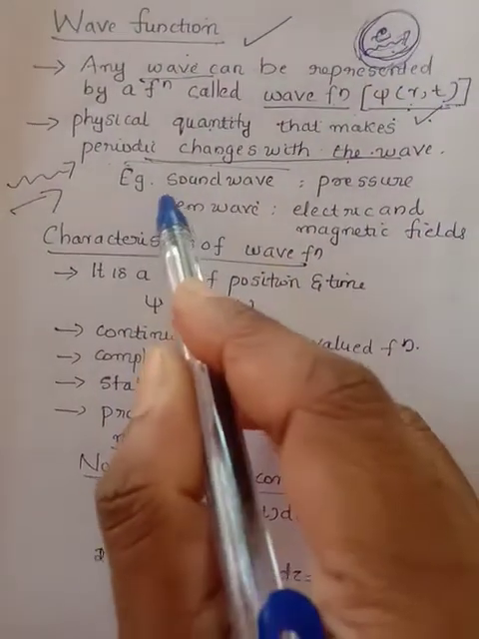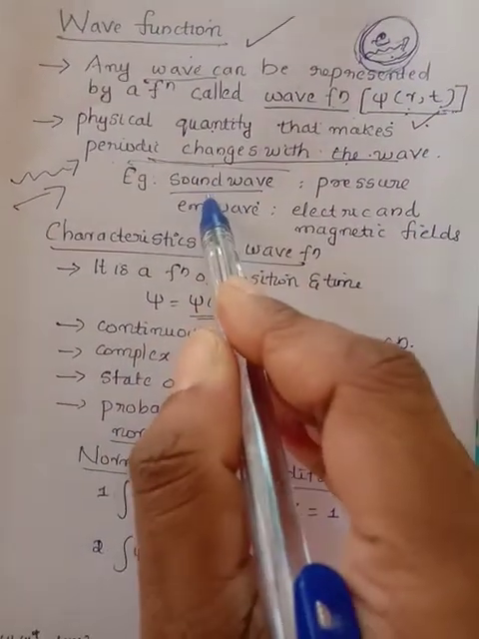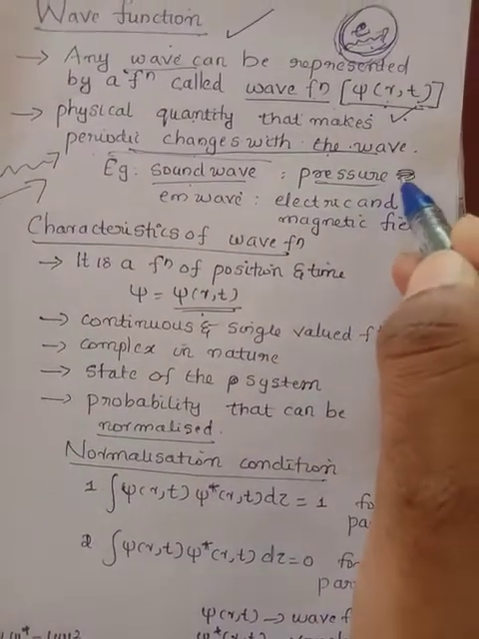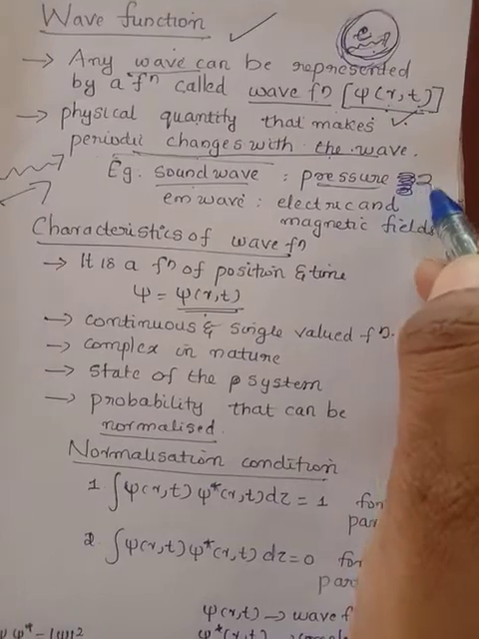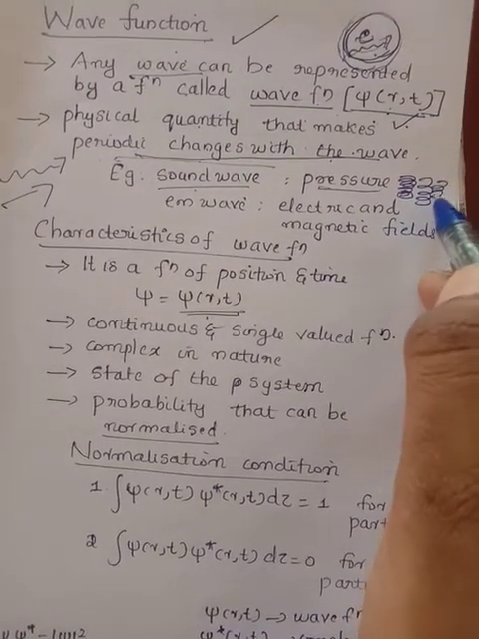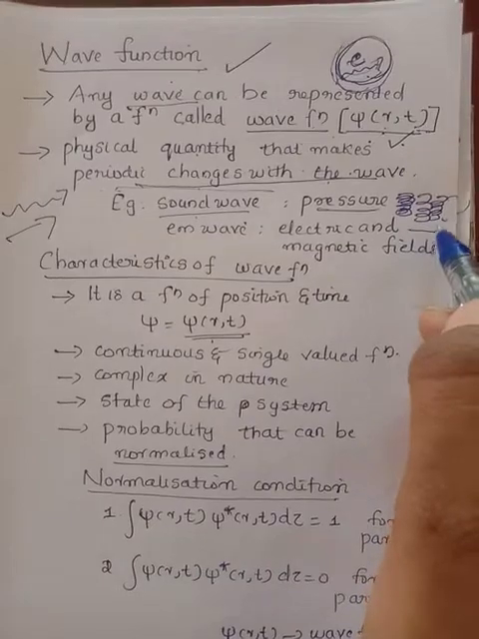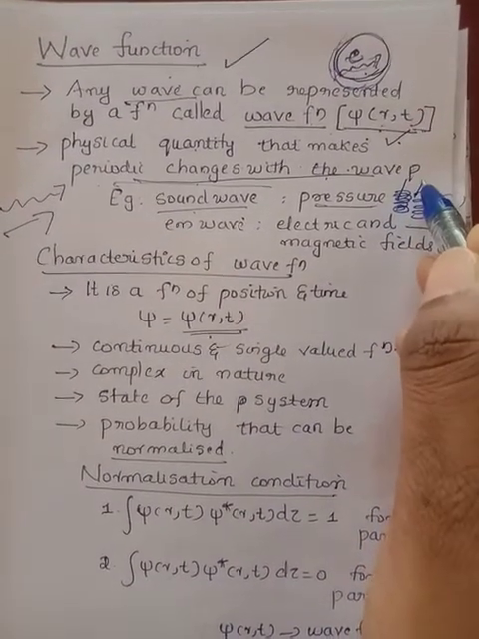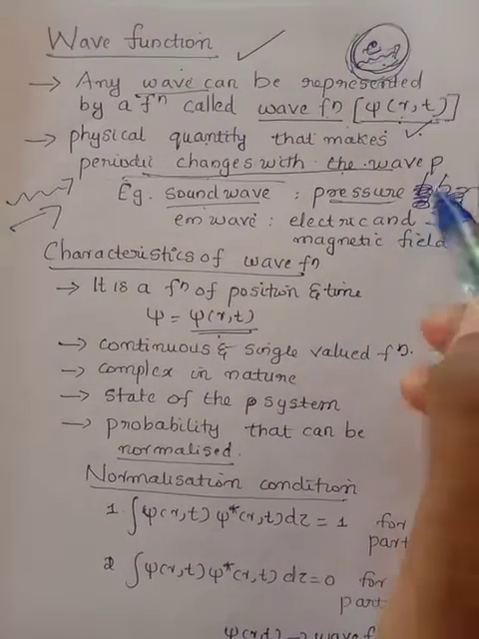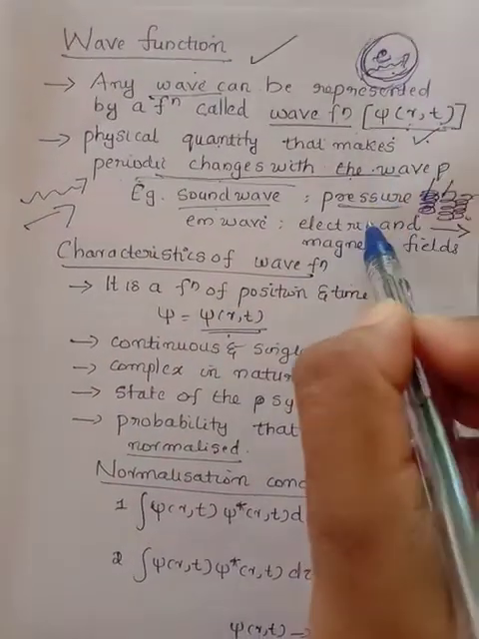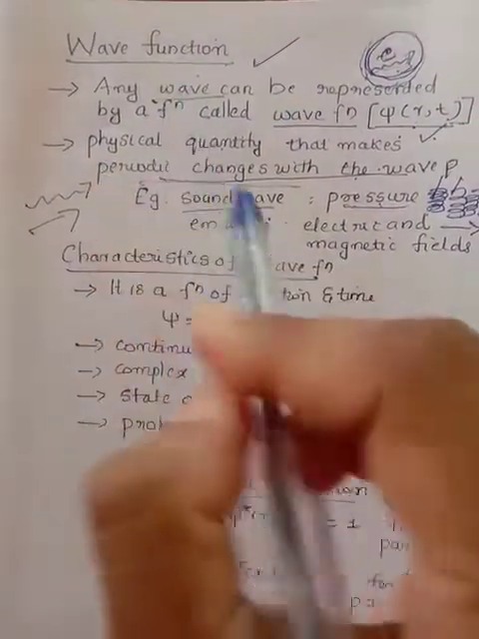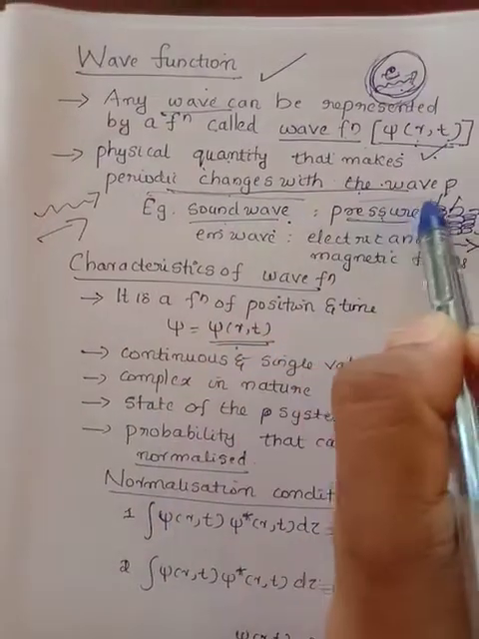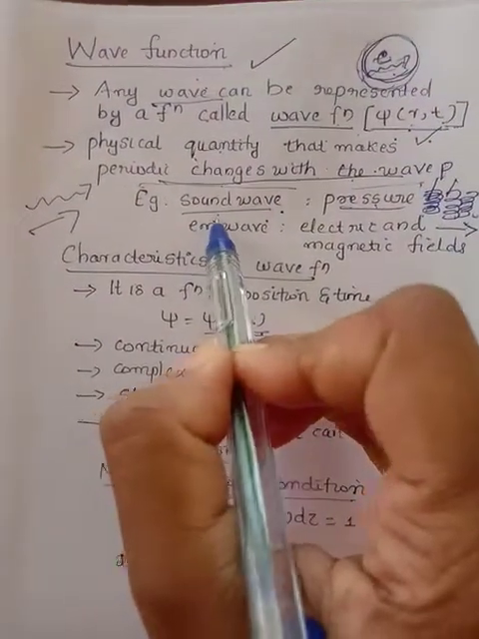For example, in the case of a sound wave, actually pressure is varying, right? Some portion will be compressed, other portion will be rarefaction, again compression, again rarefaction. That will be the propagation of sound wave. Here the pressure is high and the pressure is low, right? So pressure is periodically varying when a sound wave is moving. So we can conclude pressure indicates the wave function in the case of a sound wave. So that is a physical quantity that makes periodic changes with the wave. In the case of sound wave, it is pressure.